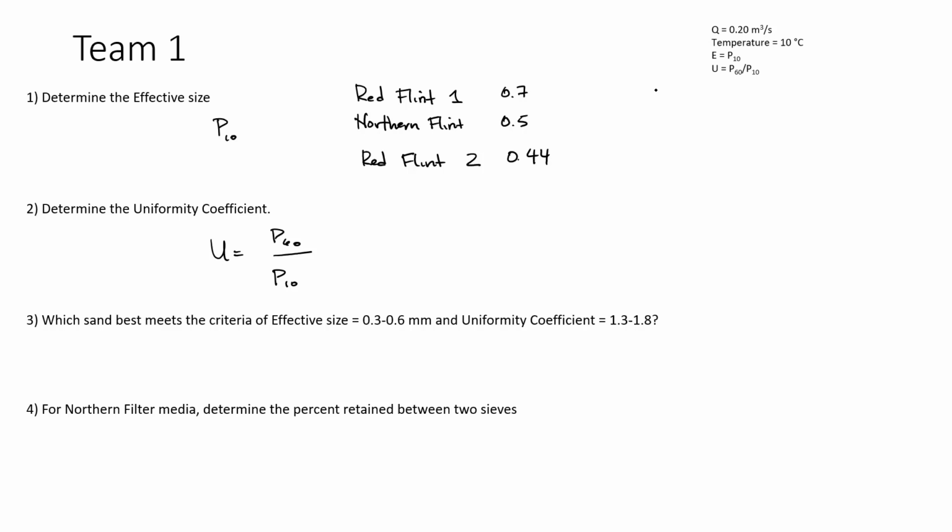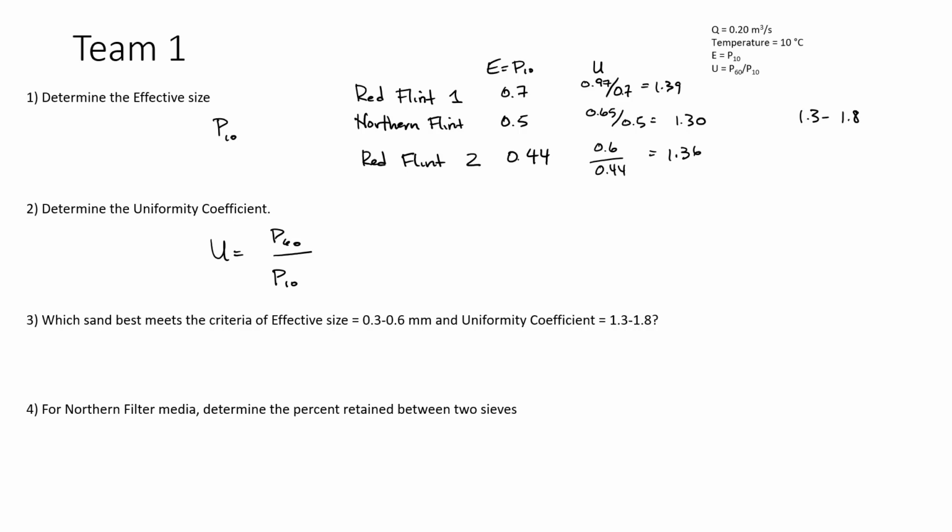And then the uniformity coefficients, and this is P10 or E. Then the uniformity coefficients are for Red Flint 1, 0.97 over 0.7, and that is 1.39. 0.65 over 0.5, and that's 1.3, and I'm just reading these off the graph. And 0.6 over 0.44, and this is 1.36, and we want this between 1.3 and 1.8. So all of these fall within the range.